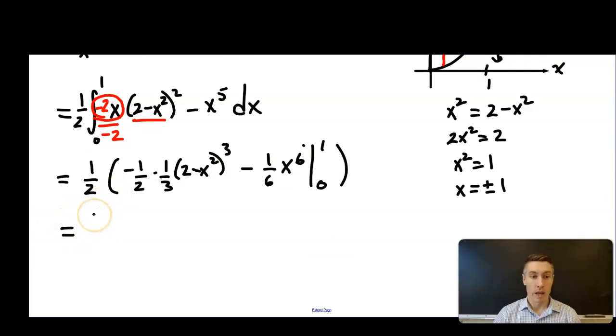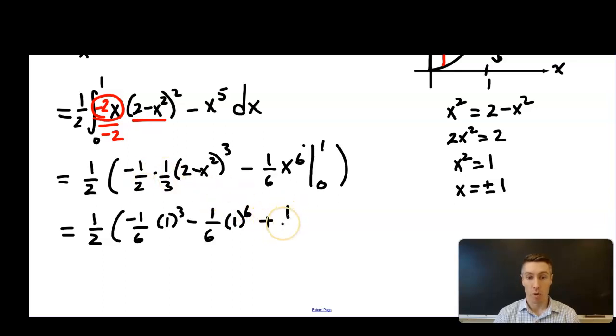Okay, so we have 1/2 and then negative 1/6. Plug in 1. 2 minus 1 is 1. 1 to the 3rd. I'll write that out just so we have it. 1 to the 3rd. Minus 1 to the 6th times 1 to the 6th, minus, well, plus 1 over 6 if we plug in 0, 2 to the 3rd, and then minus a negative plus 0, which we can write for emphasis there.